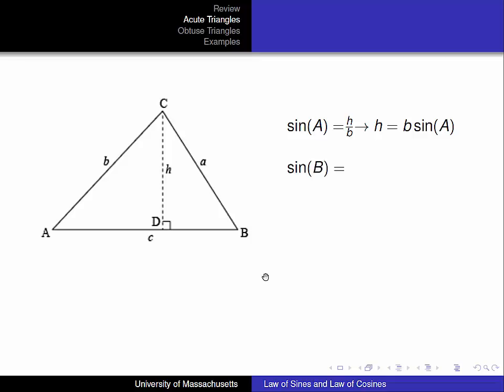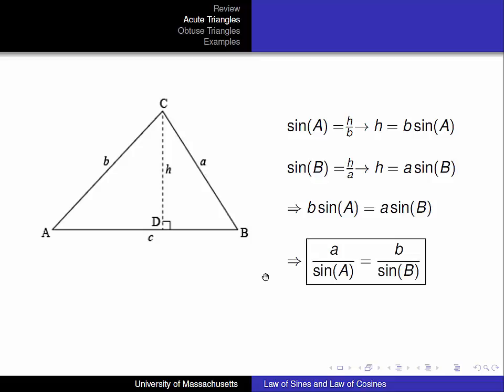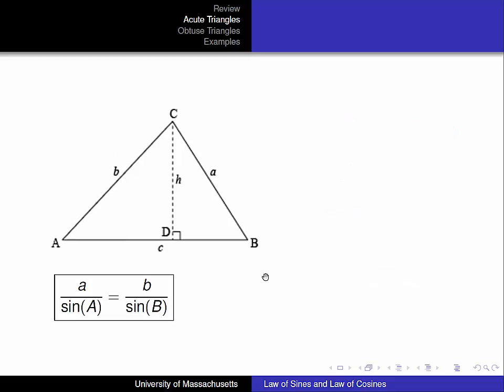Now for sine B, looking at triangle BDC, we know that sine B is again opposite over hypotenuse, which in this case is H over A, and similarly we can multiply by A, and that gives us that H equals A sine B. Since we have two equations for H, they're equal. So B sine A equals A sine B, and by dividing both sides of this new equation by sine A and by sine B, we get that A divided by sine A equals B divided by sine B.